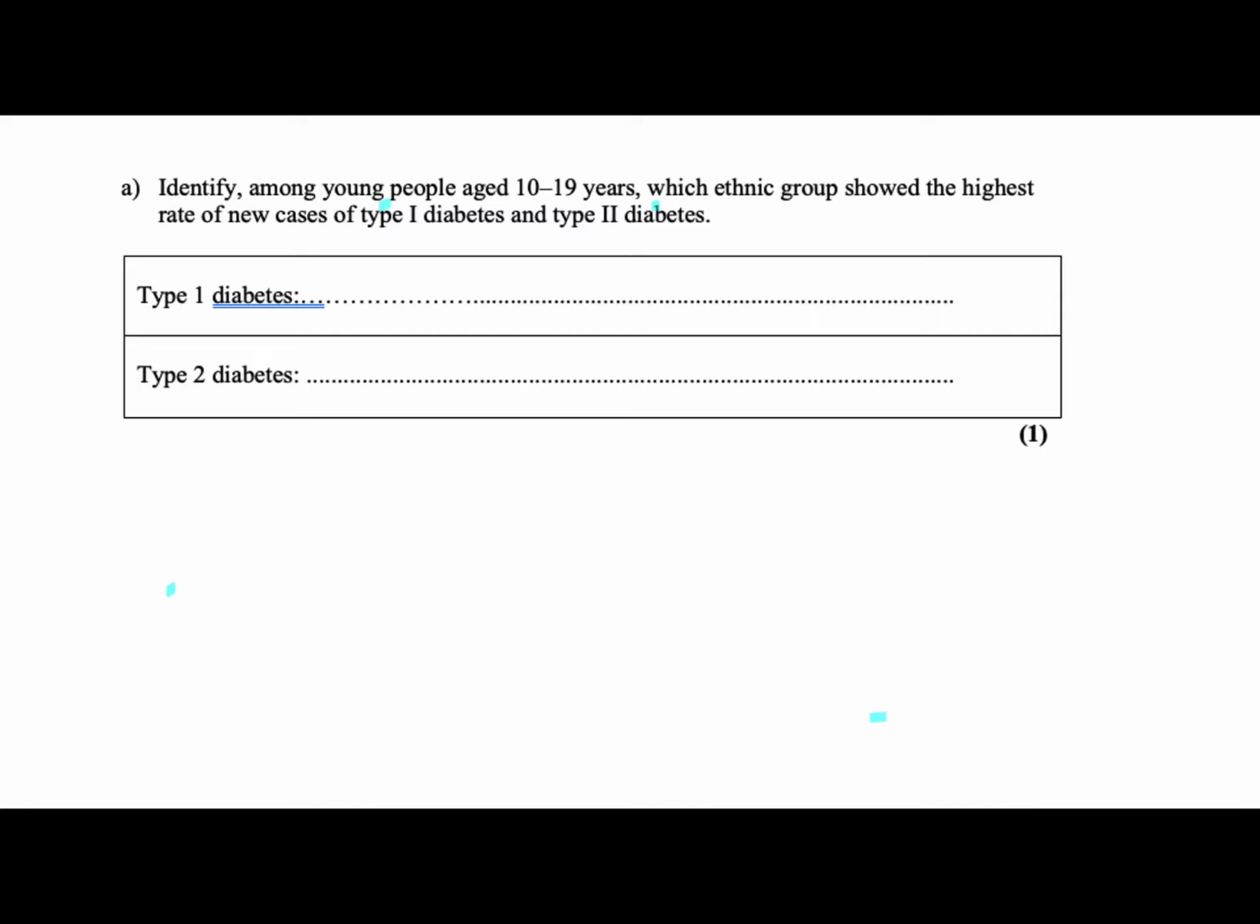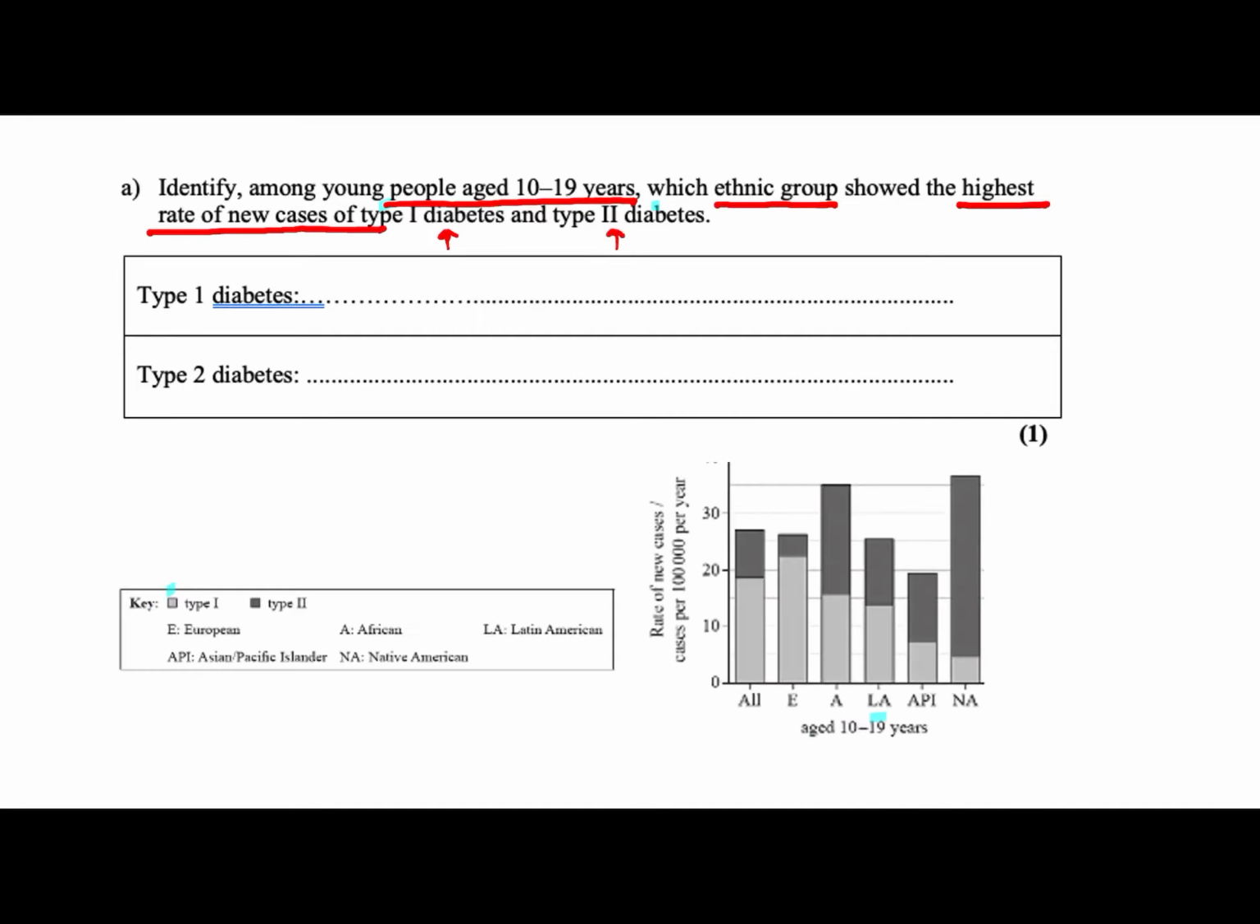Now the question: identify, among people aged 10 to 19 years, which ethnic group shows the highest rate of new cases, for both type 1 and type 2. It means we are looking at this graph, and this is the key. So which ethnic group in this age has the highest type 1 diabetes? This is type 1 diabetes, and it is European. And the highest type 2 diabetes is Native American. Both answers are required to gain 1 mark.